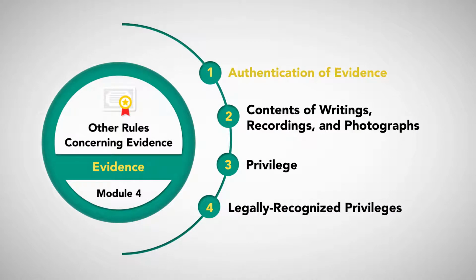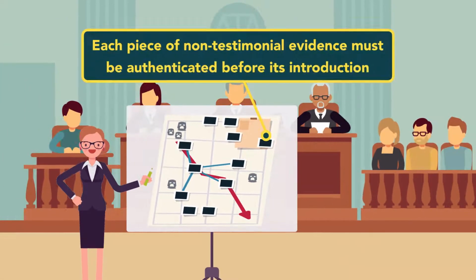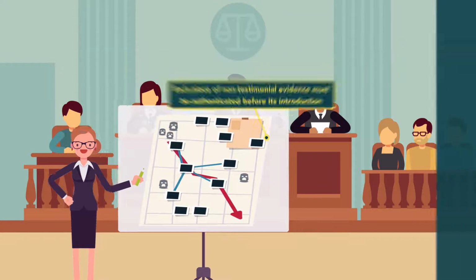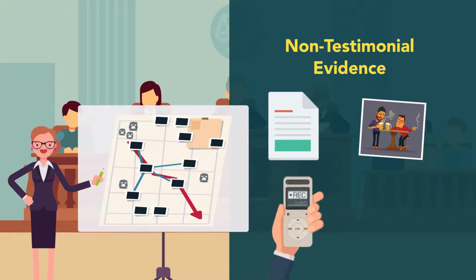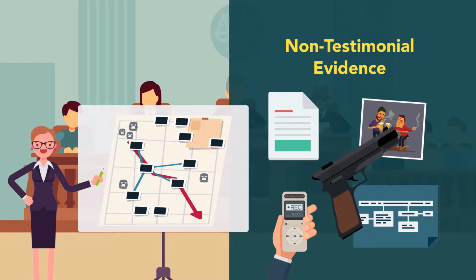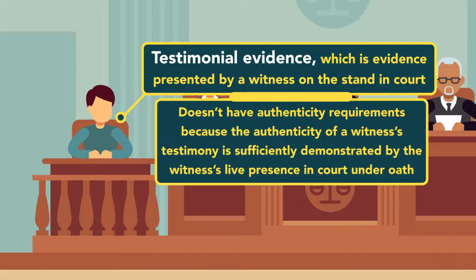Authentication of evidence. One of the most basic rules of introducing evidence at trial is that each piece of non-testimonial evidence must be authenticated before its introduction. Non-testimonial evidence includes tangible items such as documents, photographs, recordings, datasets, and even murder weapons. Testimonial evidence, which is evidence presented by a witness on the stand in court, doesn't have authenticity requirements because the authenticity of a witness's testimony is sufficiently demonstrated by the witness's live presence in court under oath.